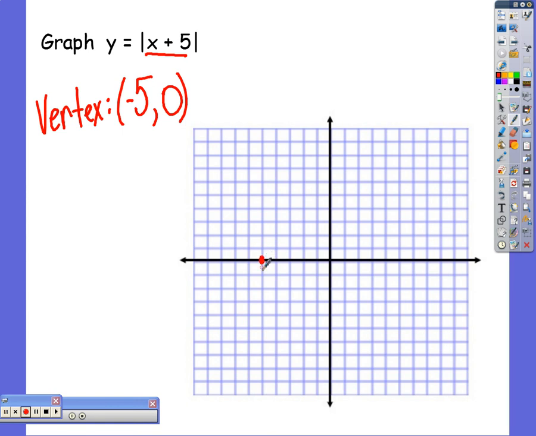Okay? And remember, our a value sits right here. There's not a number, so it's just going to be 1 over 1. And remember, our line of symmetry is going through this negative 5. So we go up 1 to the right, up 1 to the left, up 2 to the right, up 2 to the left. Okay? So we get our V shape.